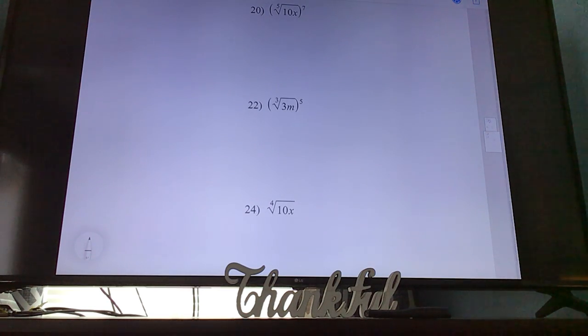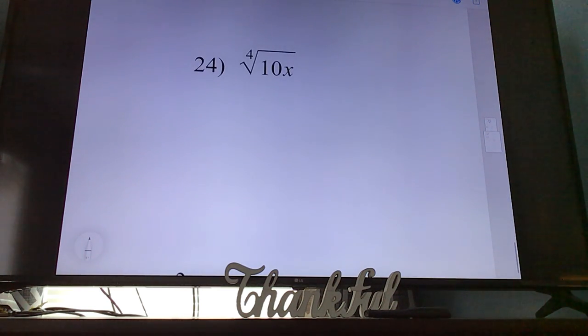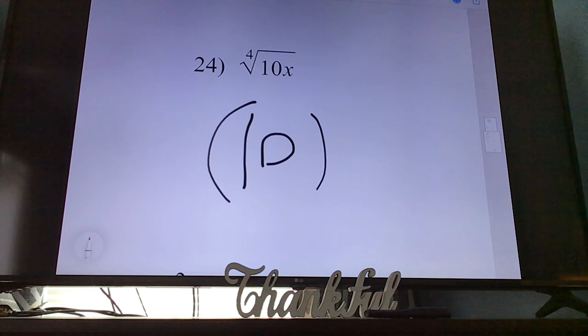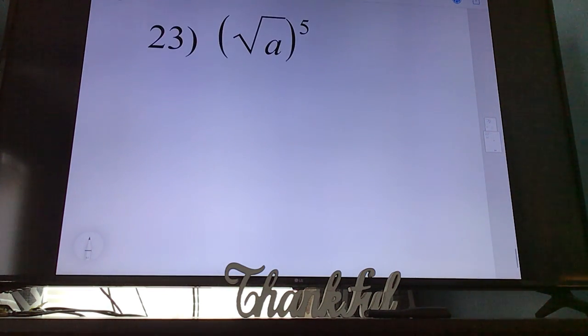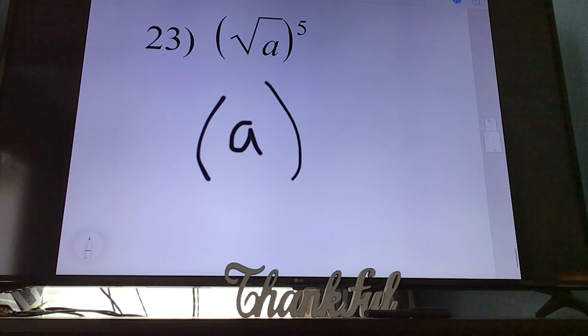24 is kind of the same. So you got 10x around parentheses. 1's on the inside, 4's on the outside. 23, okay, you got a goes in your parentheses, 5's on the inside. What's on the outside? If there's nothing on the outside of that radical, it's implied that it's a 2. Okay, and that's just a quick review.